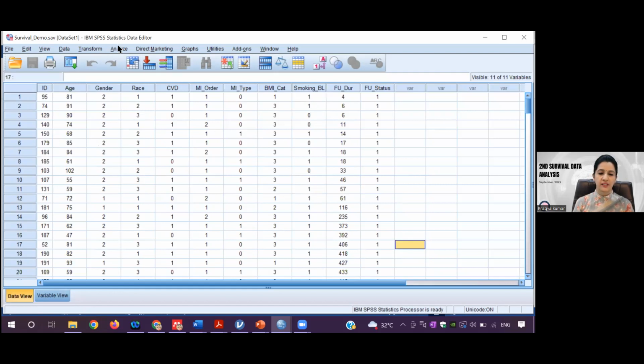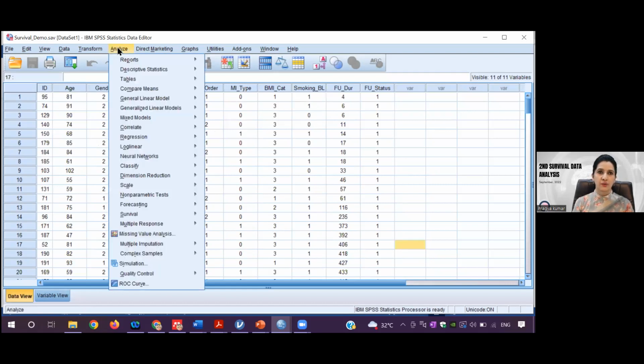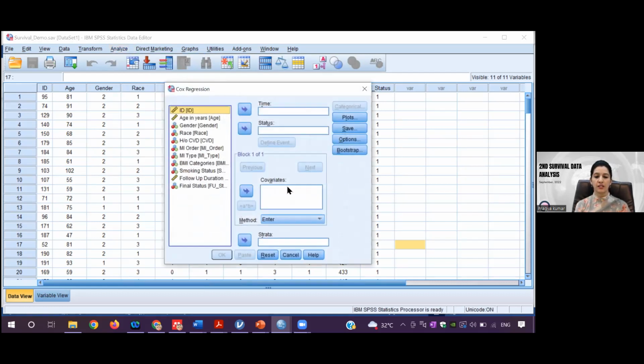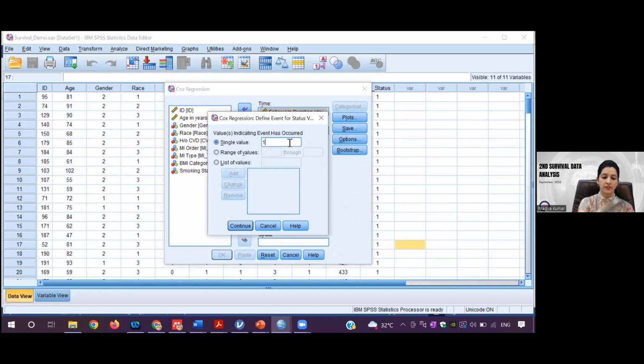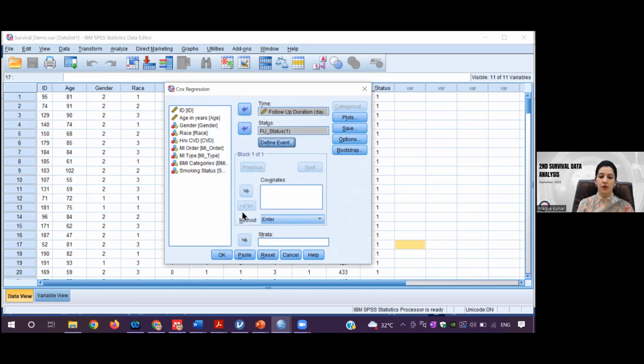So this is the analyze option. I'll go to analyze, go to survival. And we have seen that it can be checked in two ways. First is the log minus log curve. So you click this Cox regression. This interface is very similar to the logistic regression, except that you have to enter the time here. Follow-up time, then this final status, give a value for the event. So 1 is the event, continue.